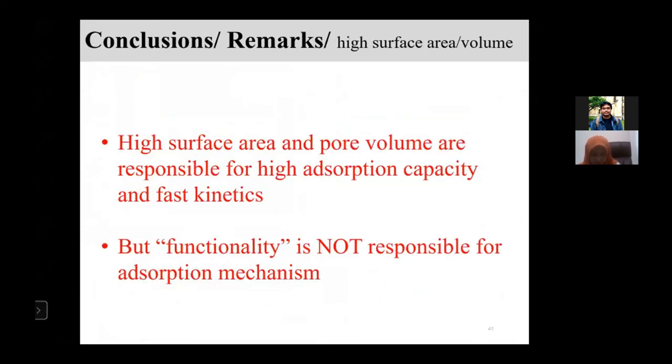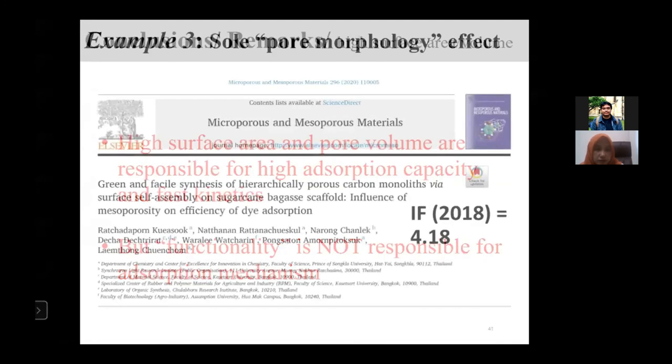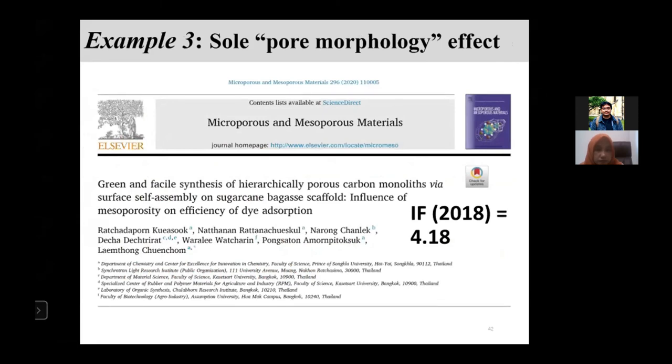So we can conclude that another effect that will influence adsorption efficiency is directly related to high surface area and volume, okay? But in this case, functionality is not responsible. It's in contrast to the first example. Okay, the last example. Now, we look at the pore morphology, or the type of the pores. You know the activated carbon or the like needs to have pores. Why do they need to have pores? Usually people like pores because they say that if you have a lot of pores, a lot of surface area, you can have many areas to absorb the molecule, right?